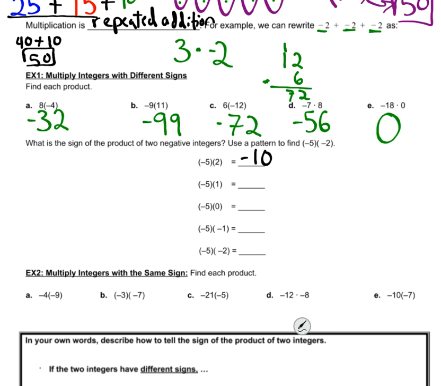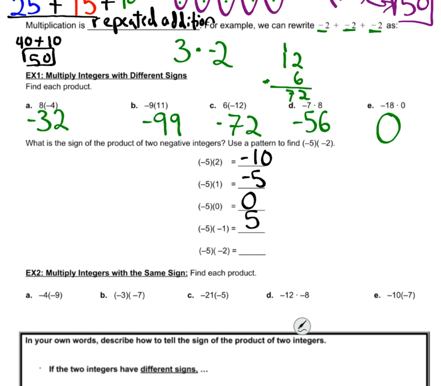The rule that we're going to find out later is when you multiply a negative number by a positive number, you get a negative number. -5 times +1, -5. -5 times 0, as we saw before, anything times 0 gives us 0. And -5 times -1, this is where the pattern changes. This is actually +5.